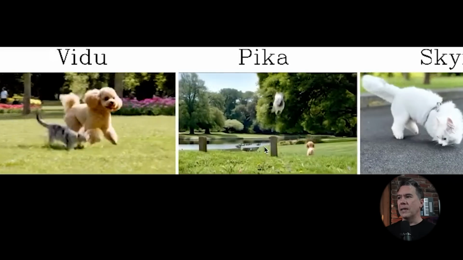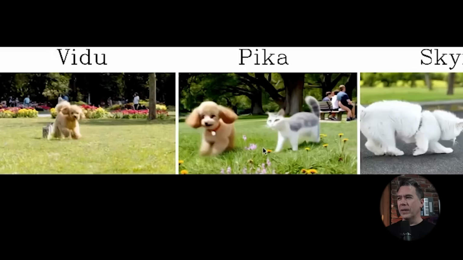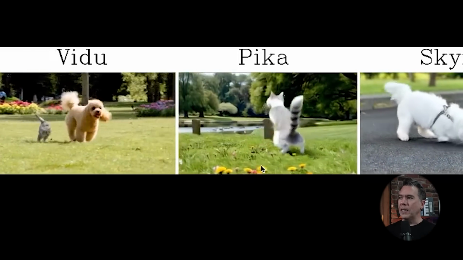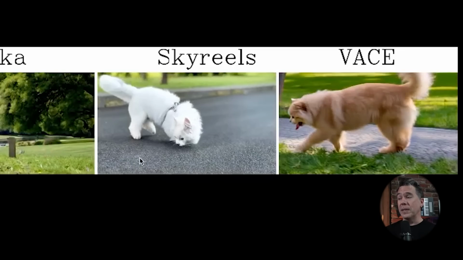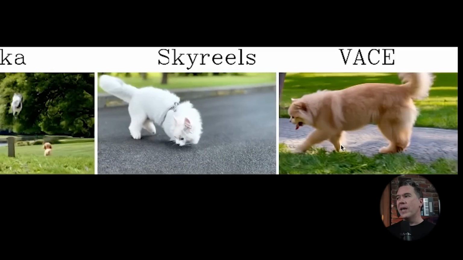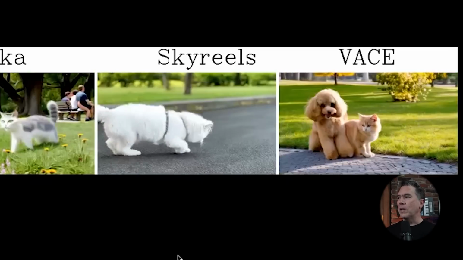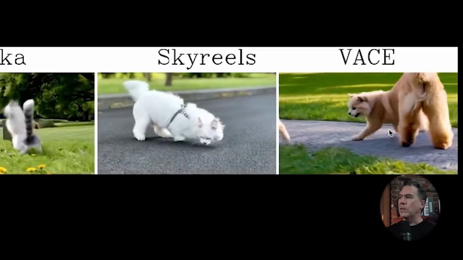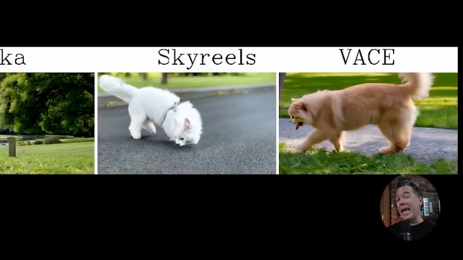Pika obviously ended up turning the cat into a computer generated, CGI type character. Skyreels missed the assignment completely, turning it into a totally different dog. And then Vace, yeah, there are definitely some problems here. I think this one runs at 3 seconds, but if you notice the dog, as the dog turns around, it turns into a cat dog.